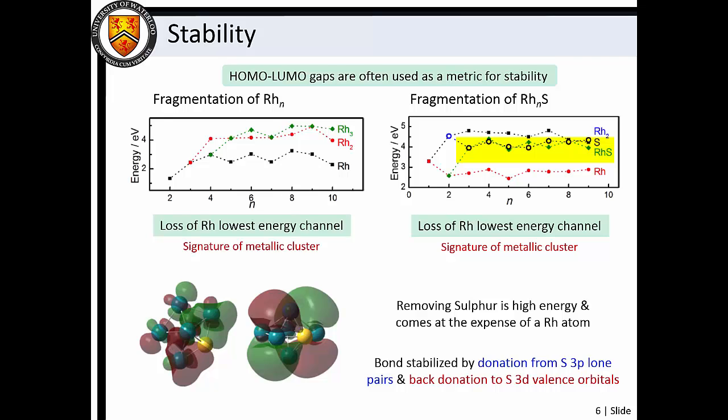Natural bonding orbital analysis shows us why this is the case. We find that the sulfur bonding is stabilized by donation of electron density from the sulfur 3p lone pairs to vacant orbitals on the rhodium clusters. Back donation then occurs from the rhodium cluster into a valence sulfur 3d orbital.